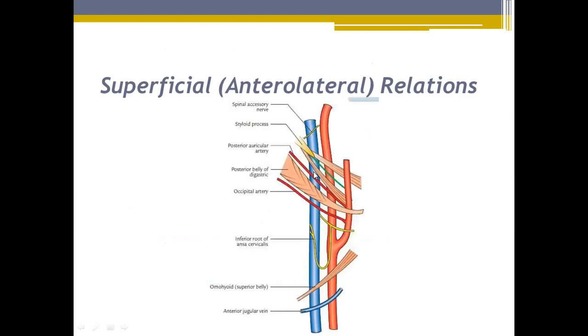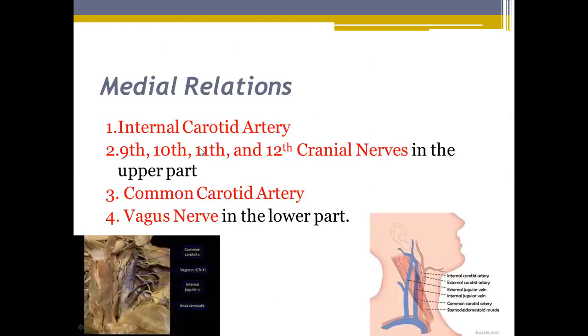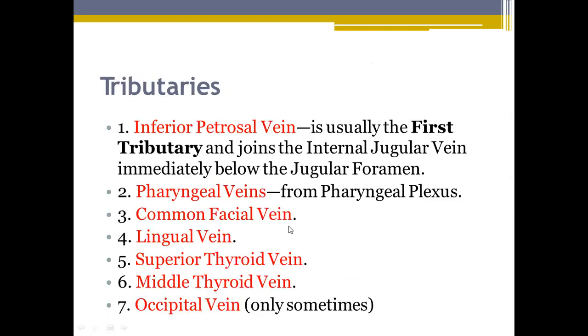So these are the superior or anterolateral relations. We can make out the posterior auricular artery, posterior belly of the digastric, occipital artery, the descendens cervicalis. Medial relations: the internal carotid artery, which is related to the 9th, 10th, 11th and 12th cranial nerves in the upper part, and the common carotid artery and vagus nerve in the lower part.